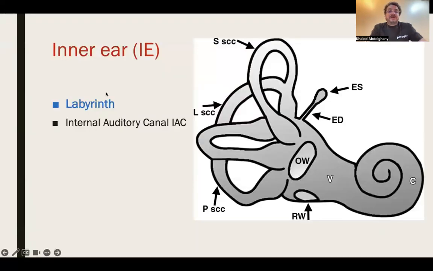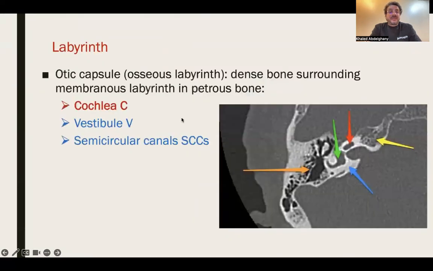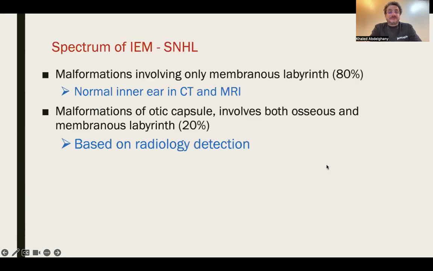The inner ear is formed of the labyrinth and the internal auditory canal. The labyrinth is formed of the cochlea, vestibule, and semicircular canals. The otic capsule, which is the dense bone within the petrous part of the temporal bone, forms the osseous labyrinth, which harbors the membranous labyrinth in the cochlea, vestibule, and semicircular canals.